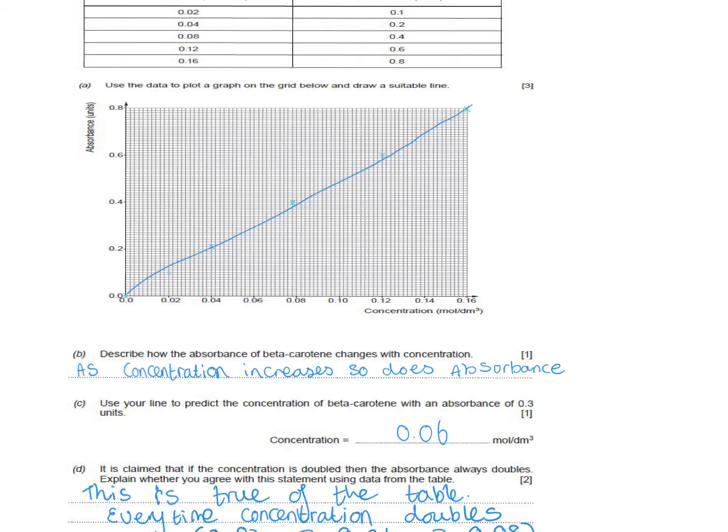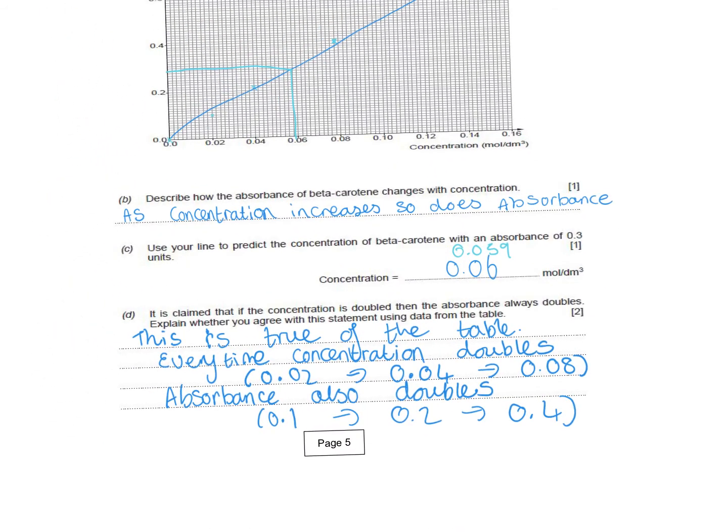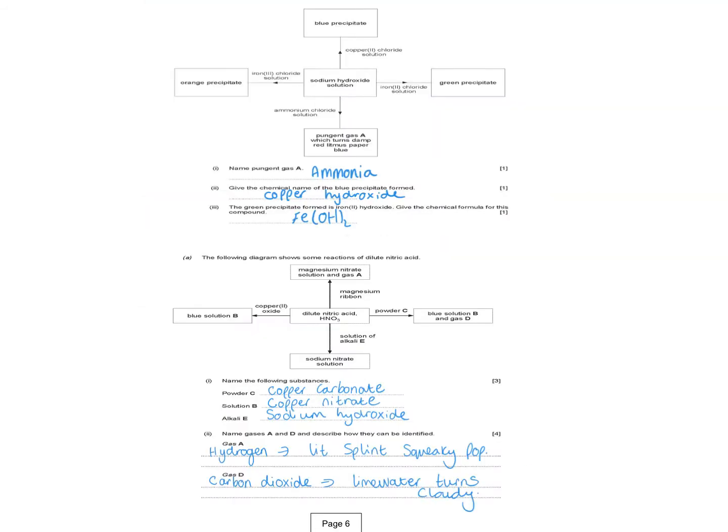If you notice, I've just missed. It's a little bit before. So you could have put 0.059 if you wanted to. It's claimed that concentration is doubled as absorption doubles. Do you agree? This is true every time the concentration doubles, so it goes from 0.2 to 0.4 to 0.8. The absorption also doubles from 0.1 to 0.2 to 0.4.